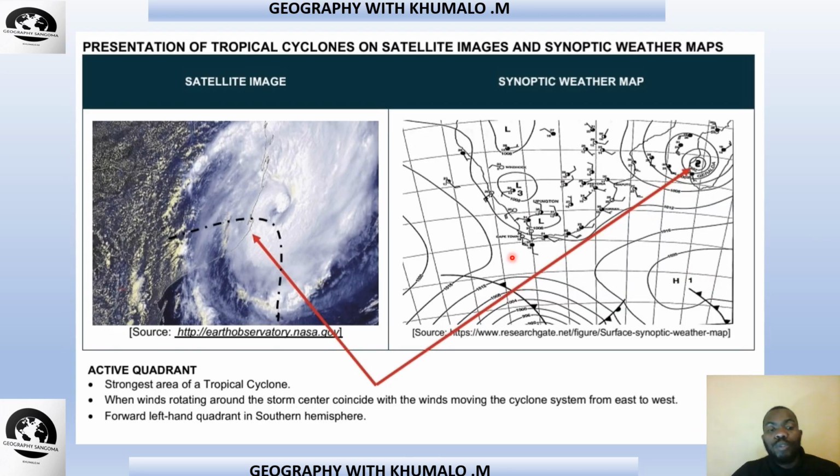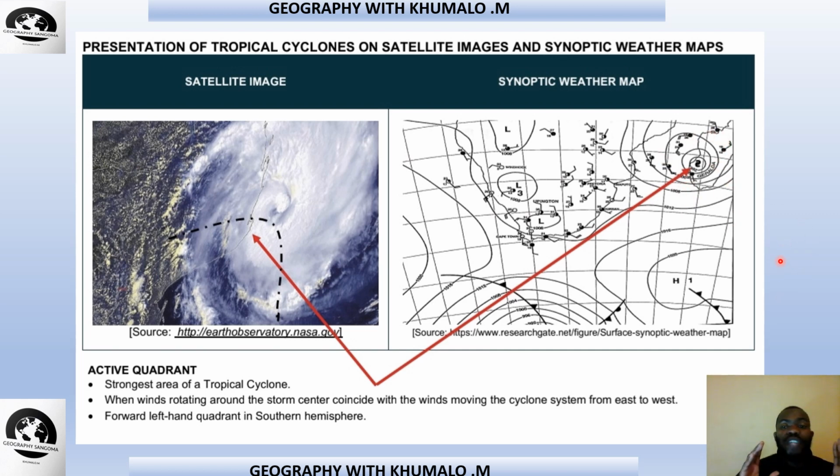Now, just to continue with our revision, grade 12, we see a presentation of a tropical cyclone on a satellite image and on a synoptic weather map. As the exam guideline requires us, grade 12, to know this tropical cyclone and be able to work with satellite images and the synoptic map. You can see on a synoptic map there is the symbol of a tropical cyclone.